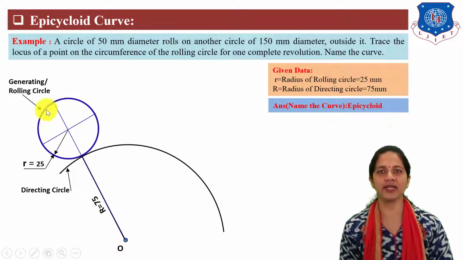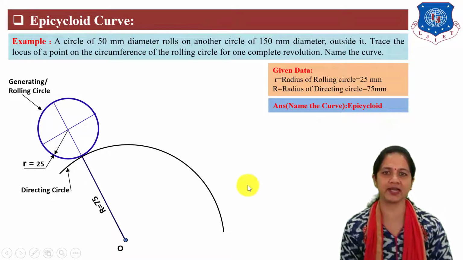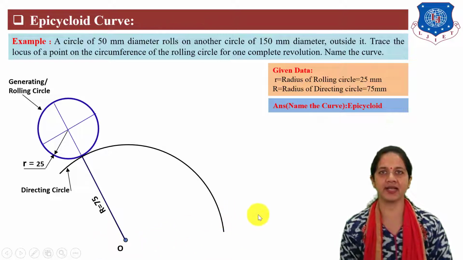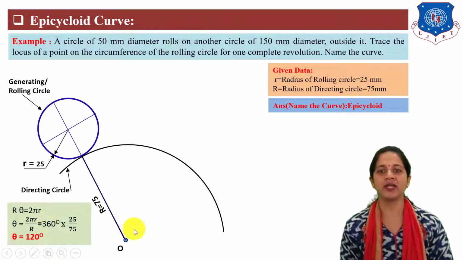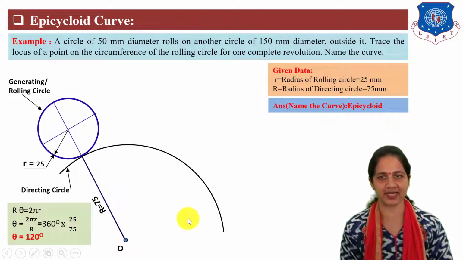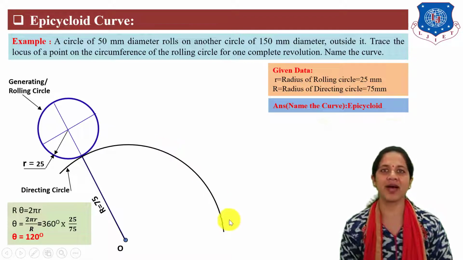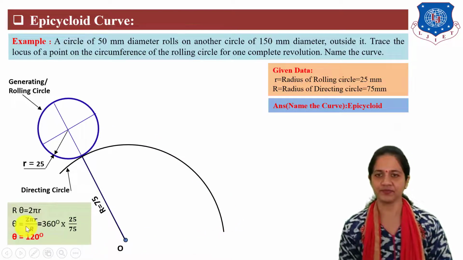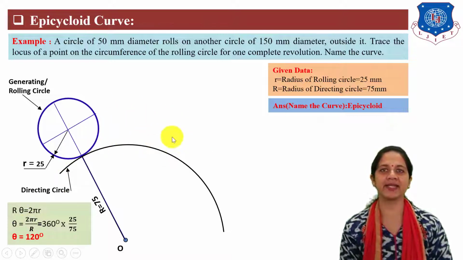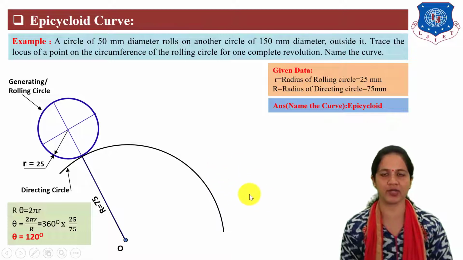Now, for one complete revolution of the rolling circle outside the directing circle, some theta angle is used of the directing circle. So, first find out theta angle of the directing circle. R theta is equal to 2 pi r. 2 pi r is the circumference of the rolling circle which is covered by the directing circle, because the rolling circle rolls outside the directing circle for one complete revolution.